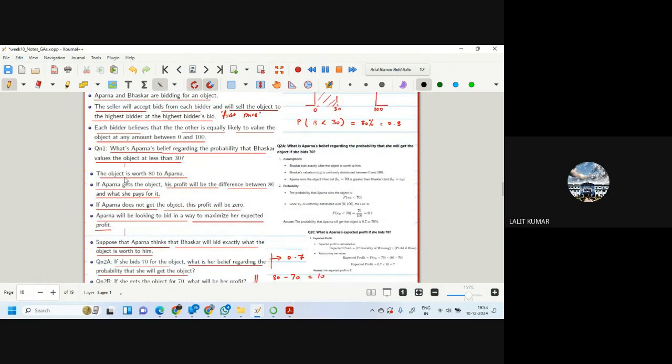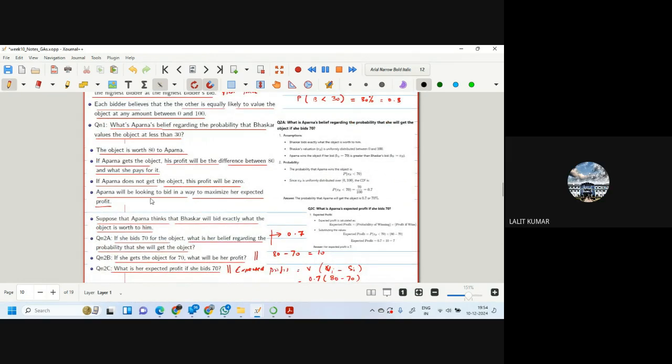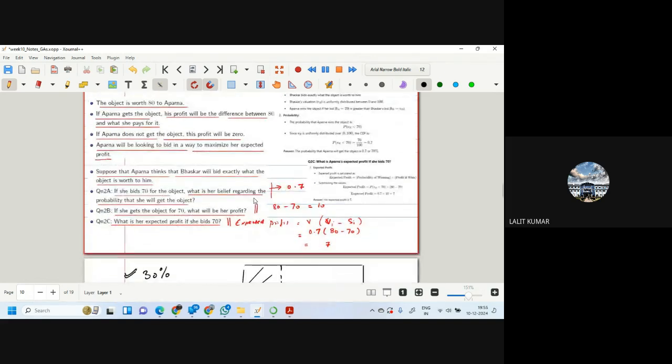Now, the object is worth 80 to Aparna. If Aparna gets the object, her profit will be the difference between 80 and what she pays for it. If Aparna does not get the object, her profit will be zero. Aparna will be looking to bid in a way to maximize her expected profit. Suppose that Aparna thinks that Bhaskar will bid exactly what the object is worth to him.